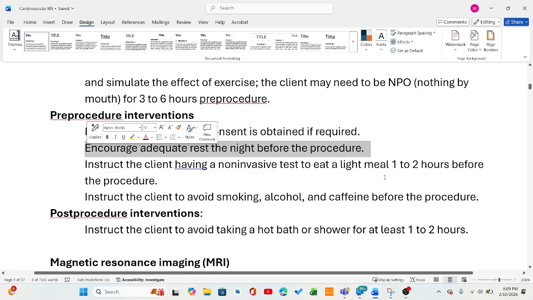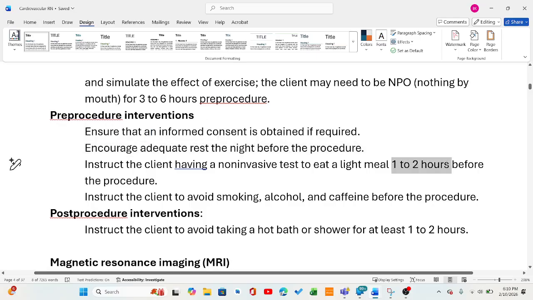You also want to instruct the client who is having the non-invasive test to eat light meals, so you don't have to put the person on NPO if they are going to get the treadmill. But if they are not going to get the treadmill, and they are going to get the IV, then definitely they have to be NPO. But if it is a treadmill, you don't need to put the person on NPO.